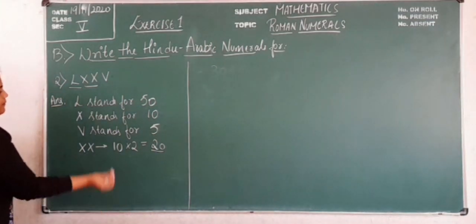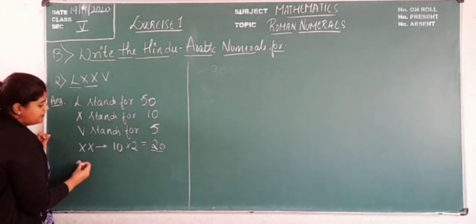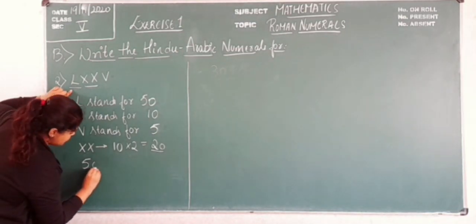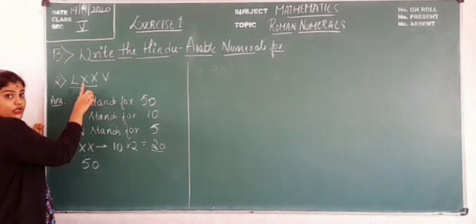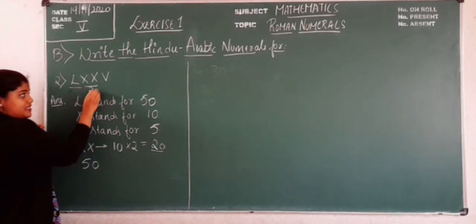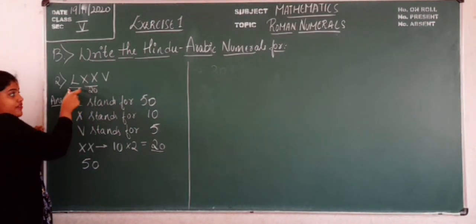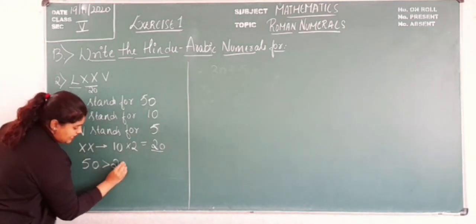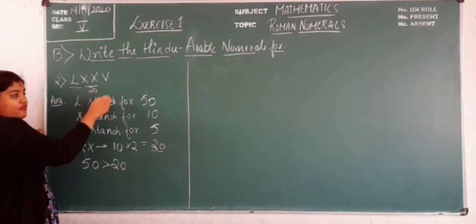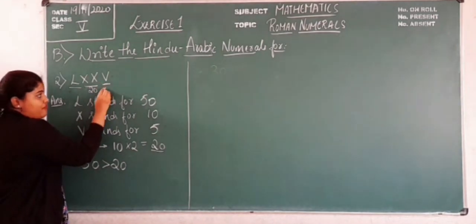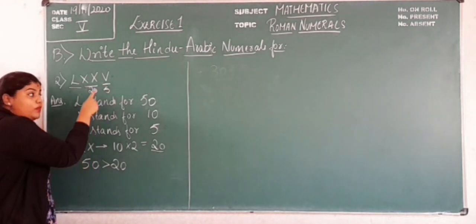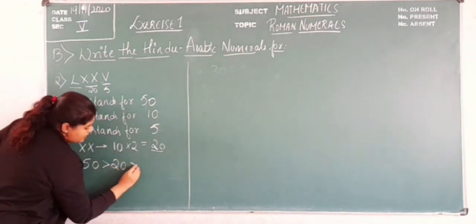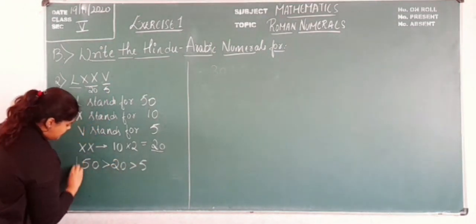Okay. Now we also know that the first is L, so 50 is greater than 20. Here XX means it is 20. We know that 50 is greater than 20. Next we have V, which stands for 5, and we also know that 20 is greater than 5.